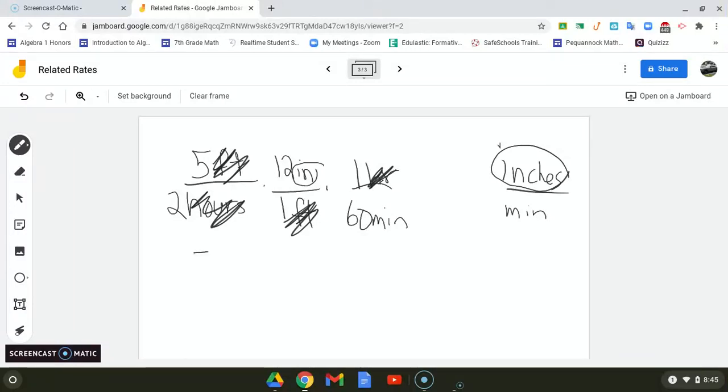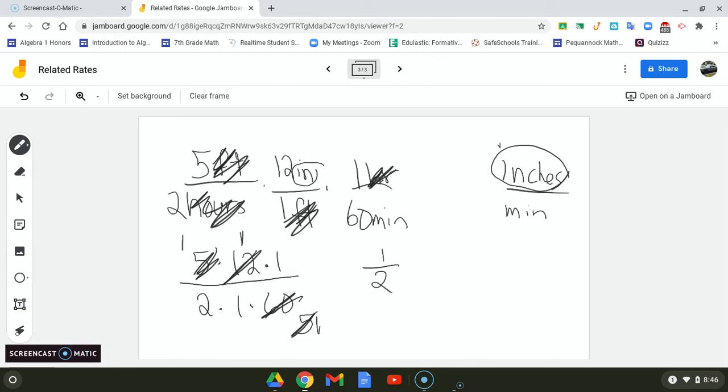So we have 5 times 12 times 1 over 2 times 1 times 60. Well, let's reduce. 12 into 12 once, 12 into 60 5 times, 5 into 5 once. So on the top, we have 1 times 1 times 1. On the bottom, we have 2 times 1 times 1. So what that means is Timmy's turtle is going 1/2 inch per minute. I hope this helped you.